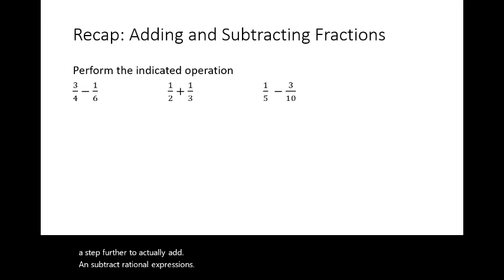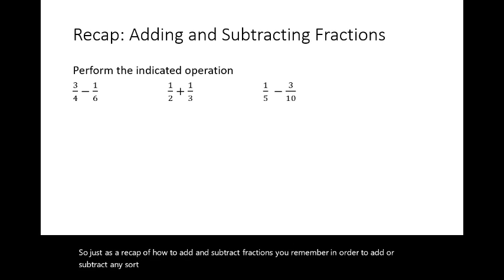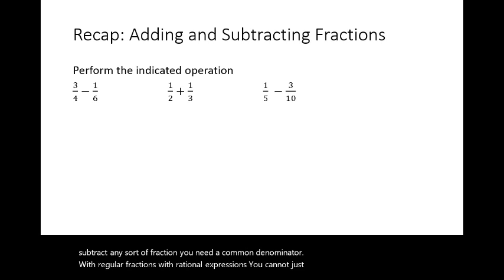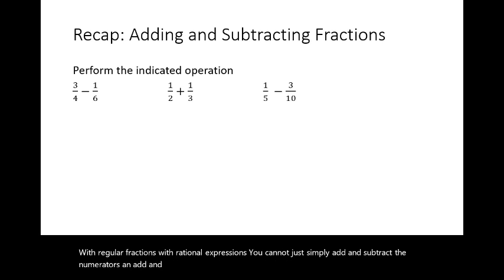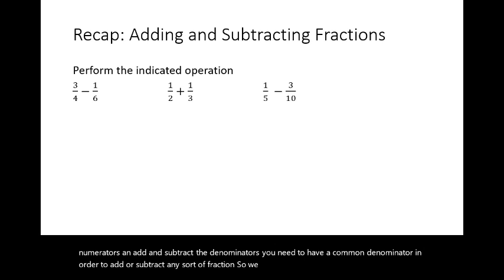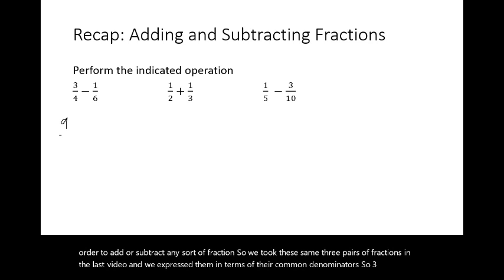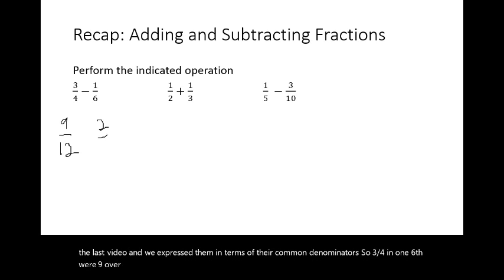So just as a recap of how to add and subtract fractions, you remember, in order to add or subtract any sort of fraction, you need a common denominator. With regular fractions and with rational expressions, you cannot just simply add and subtract the numerators and add and subtract the denominators. You need to have a common denominator in order to add or subtract any sort of fraction. So we took these same three pairs of fractions in the last video and we expressed them in terms of their common denominators. So 3/4 and 1/6 were 9/12 and 2/12.